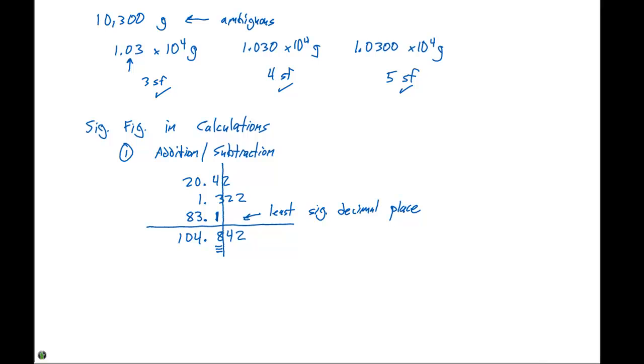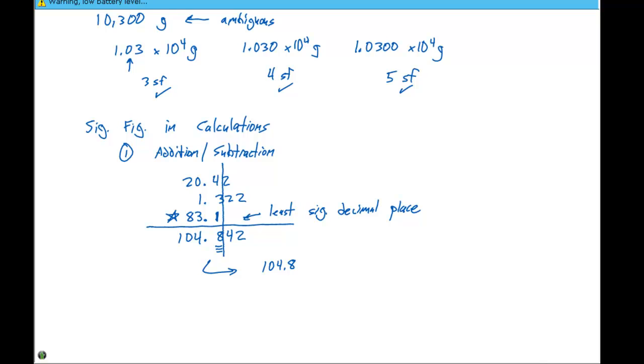So in this case, our value needs to be rounded to 104.8. And the reason for that is because our 83.1 is going to restrict the significant figures here.